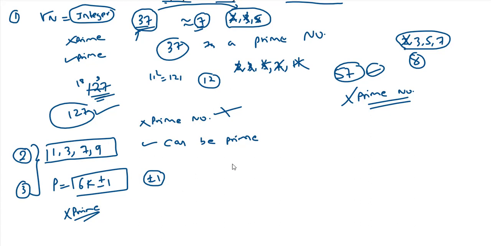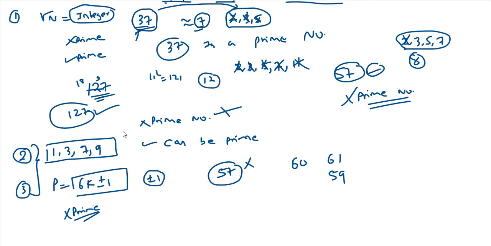Let us take the same example that we have considered, 57. Now 57 is ending in 7, hence it can be a prime number, okay? But it is not of the form of 6k plus or minus 1 because the next nearest multiple of 6 is 60. If we add 1, we'll get 61. If we subtract 1, we'll get 59. Hence it is clearly not of the form of 6k plus or minus 1. Hence it is not a prime number.